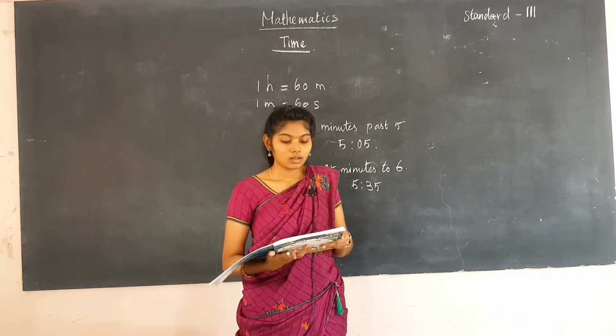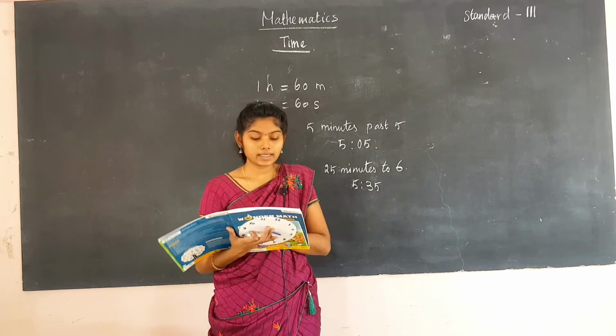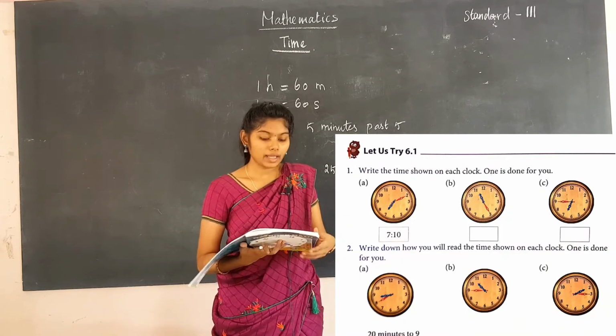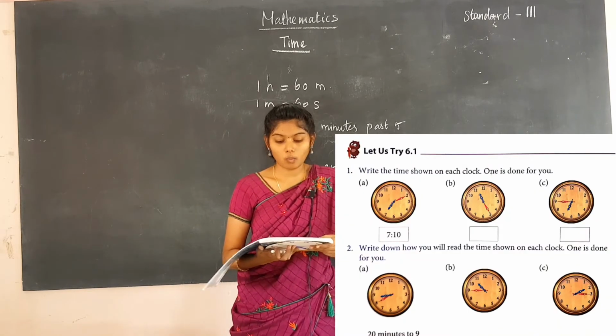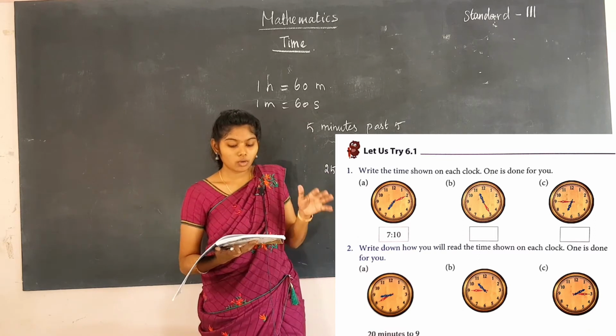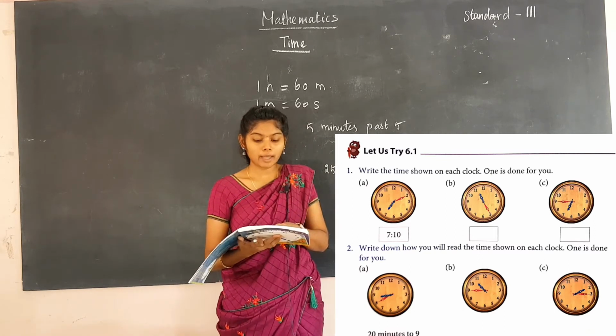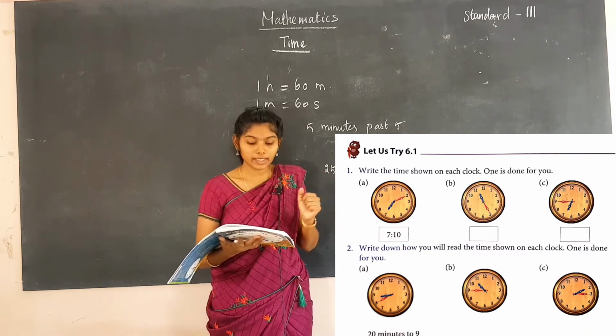Okay. Now we are looking at exercise problem 6.1. Write the time shown on each clock. One is done for you. So you are going to find the time. Write the time shown on each clock. You are going to find the time now.